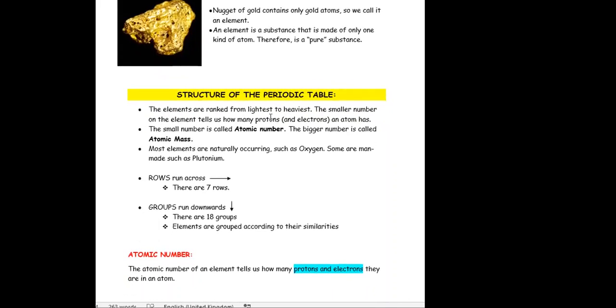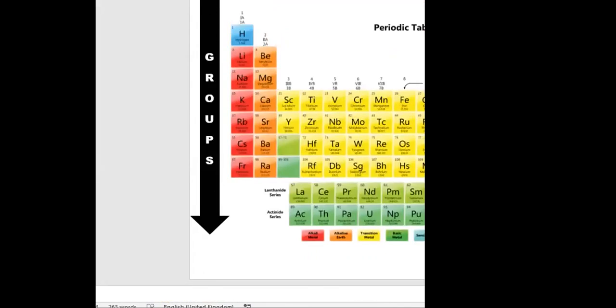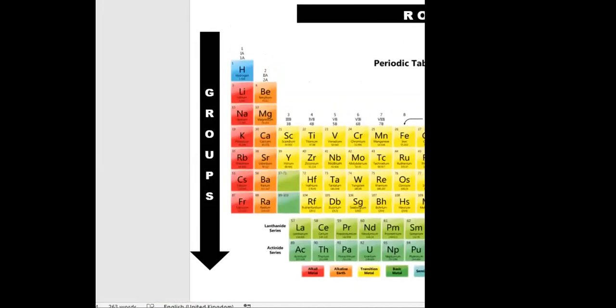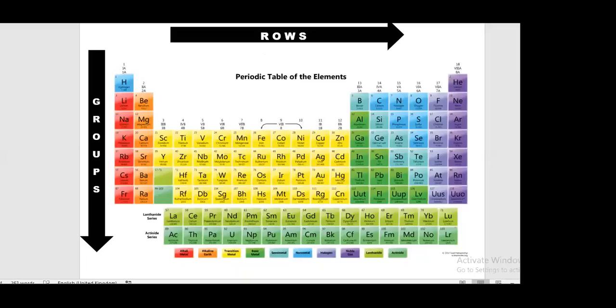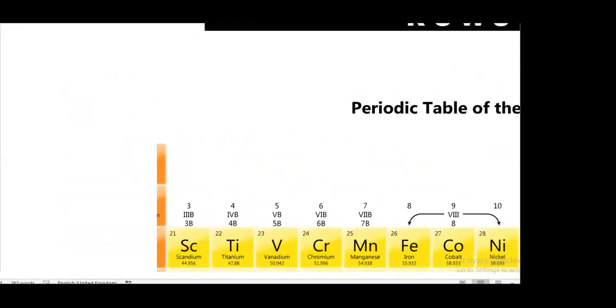All right, let's just scroll a little bit down so we can see what I've written. The elements are ranked from lightest to heaviest. The smallest number on the element tells us how many protons and electrons an atom has. So the more protons and the more electrons an atom has, the heavier it's going to be. Let's look at an element with a lot of protons and electrons.